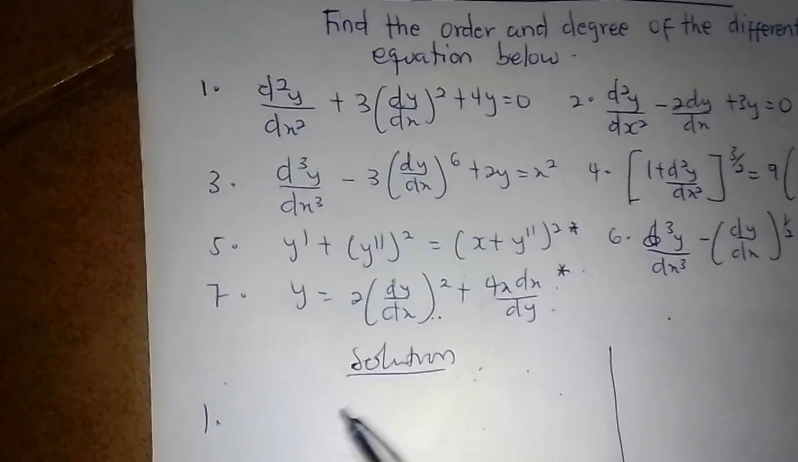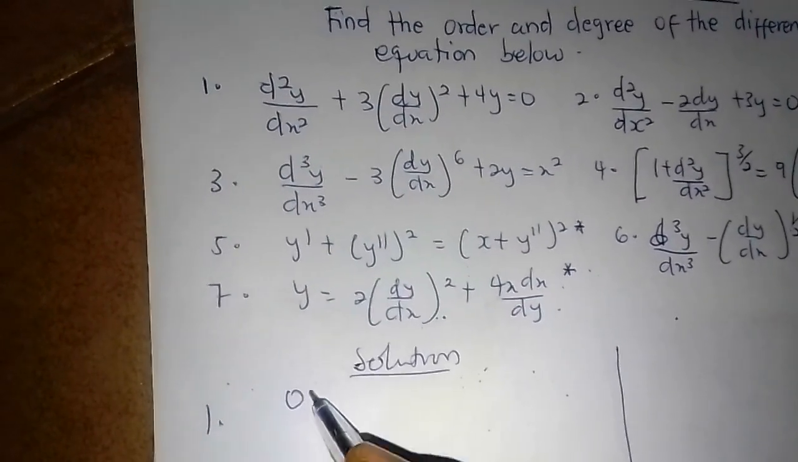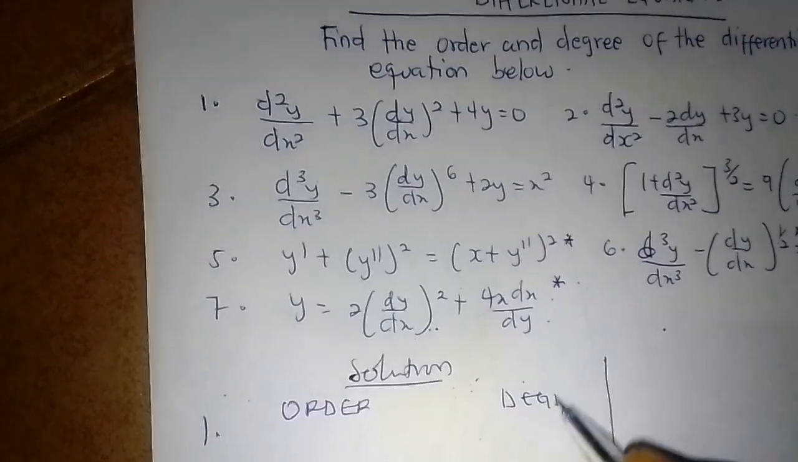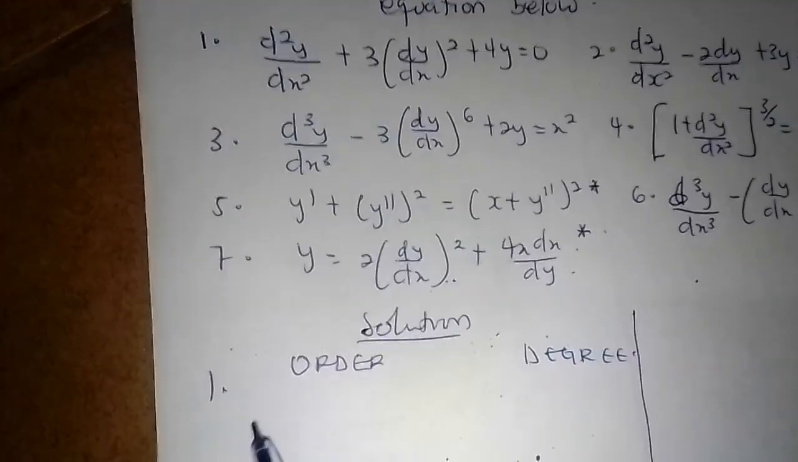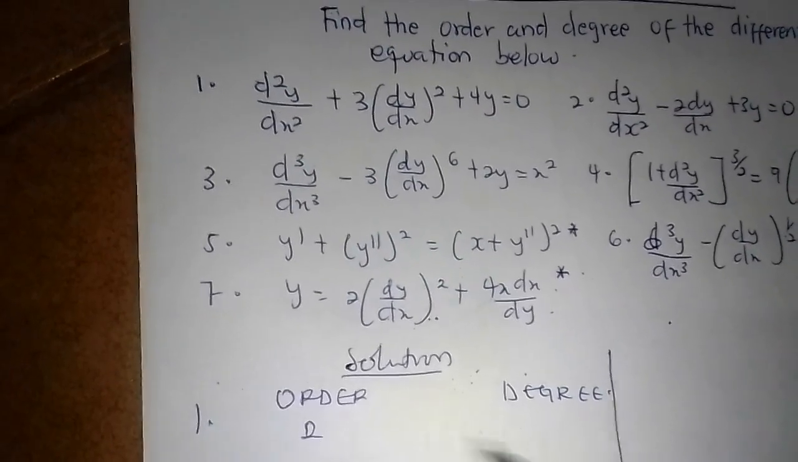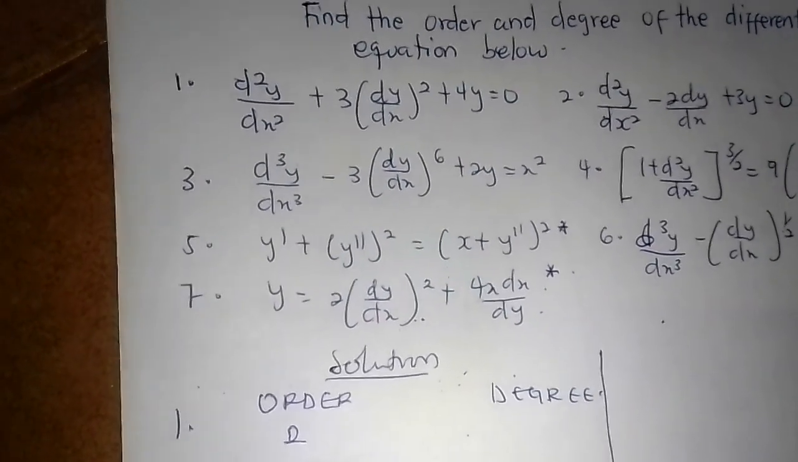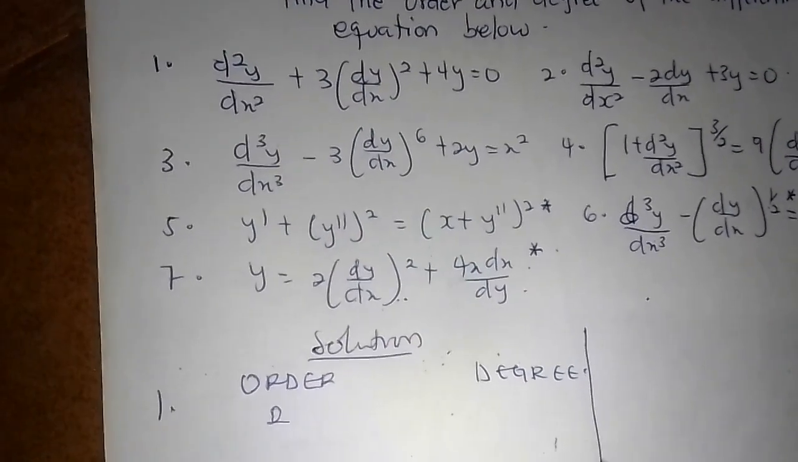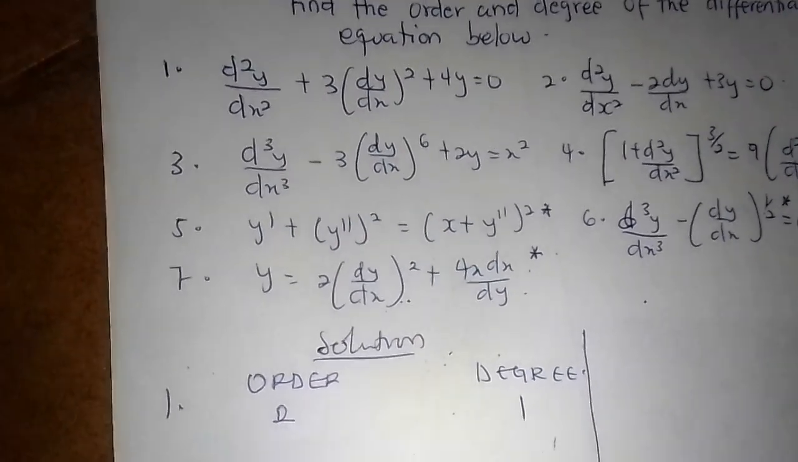The first one, the order, then the degree. So the number one, I can see that the order is 2 because it is the second derivative, you just write 2. Then what's the power to which this is raised? You can see that it's to the power 1. So you just write 1 as the degree, as simple as that.